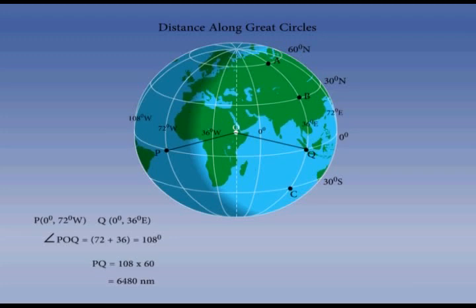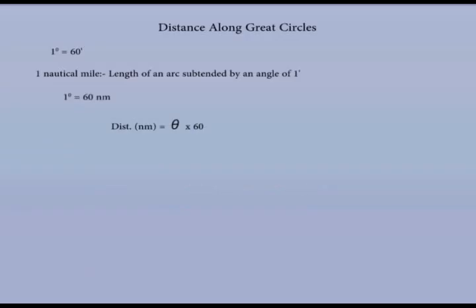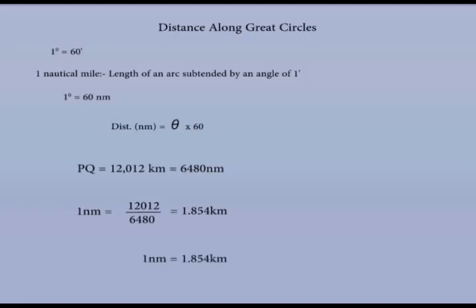Having these values, we can find how many kilometers make 1 nautical mile, because clearly a nautical mile is greater than a kilometer. Considering the distance PQ, that is equal to 12,012 kilometers or 6,480 nautical miles. Dividing the distance in kilometers over the distance in nautical miles will give us 1.854. The conventional conversion formula is 1 nautical mile is equal to 1.854 kilometers.